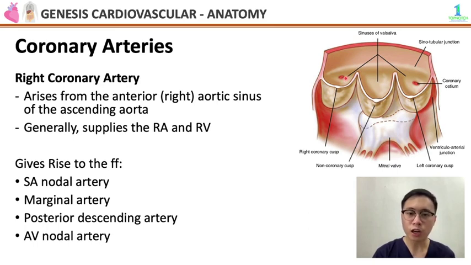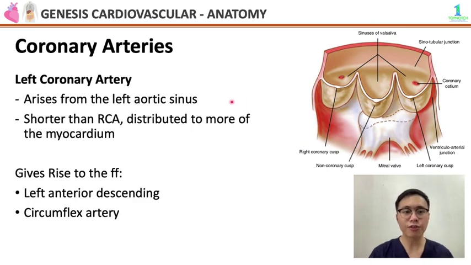So on the right coronary cusp, you have the right coronary artery arising from that. No, yung coronary ostium naman on the left-hand side, you have the left coronary artery. And as the name implies, the one in the middle does not have a coronary ostium. Therefore, there is no coronary artery that will arise from this part. Okay, so the right coronary artery, generally, this will supply the RA as well as the RV. And this would give rise to several arteries. As mentioned earlier, yung mga pacemakers natin, the SA nodal artery, the AV nodal artery. And this would also give rise to the marginal artery as well as the posterior descending artery.